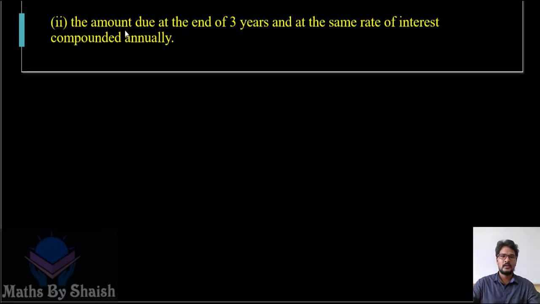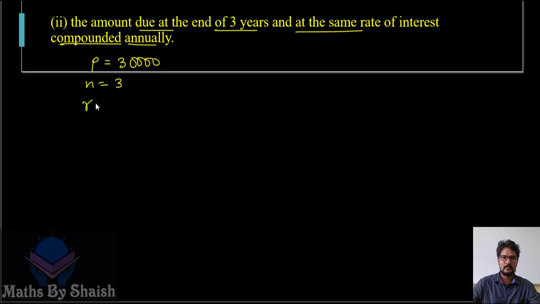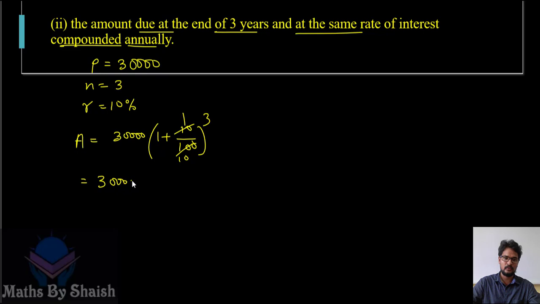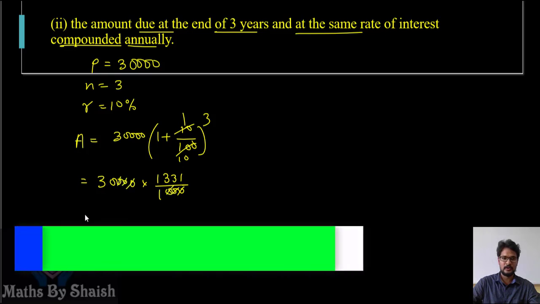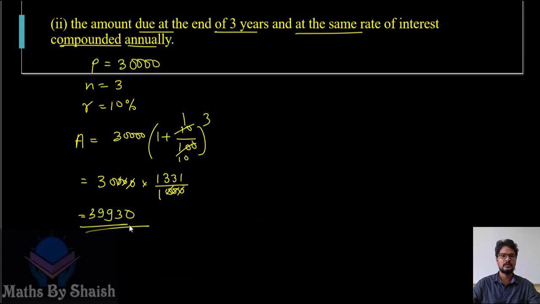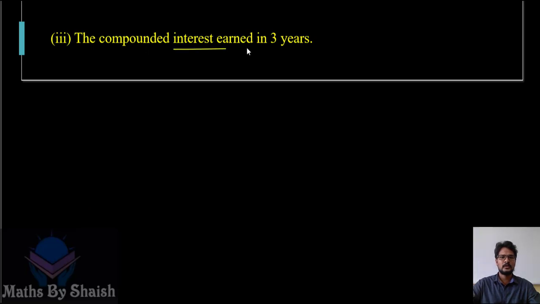It was very easy. Let's see the second part. Amount due at the end of 3 years and at the same rate of interest compound annually. So principal we have seen it is 30,000. So n becomes 3 years. At the same rate means R is 10%. We calculate A. A is 30,000 times 1 plus 10 over 100 to the power 3. And this we have seen so many times, that is going to be 11 over 10 cube, which is 1331 over 1000. 1 2 3 1 2 3, and then 3 into this is 03993. So 39,930.